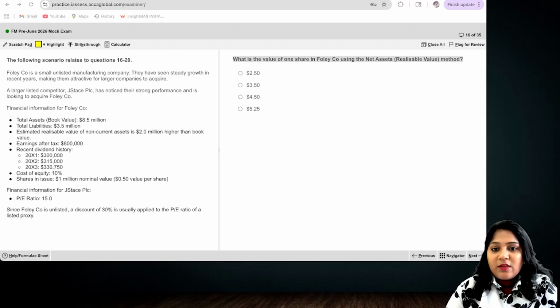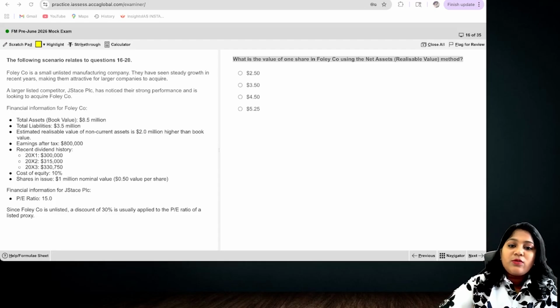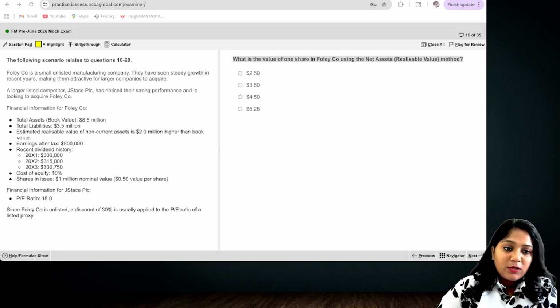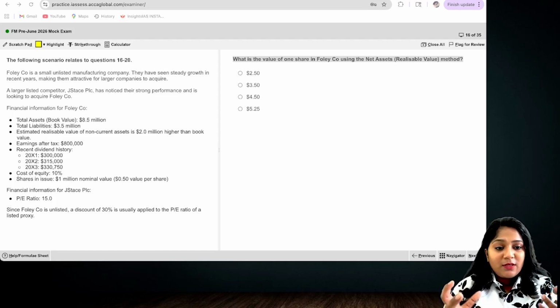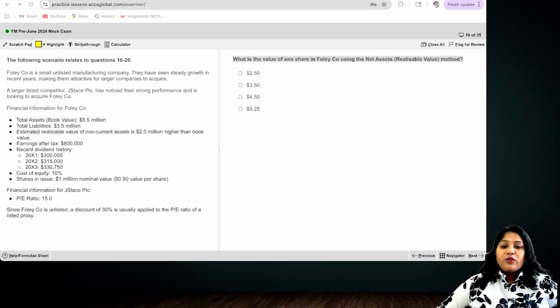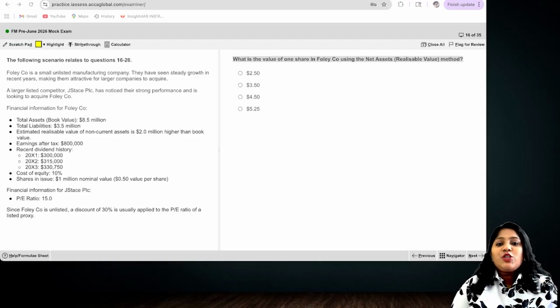Cost of equity is given, and shares in issue are $1 million overall share value, with the nominal value being 0.5, and we have got the PE ratio. Since Foley Company is unlisted, a discount of 30% is usually applied to the PE ratio of a listed proxy. If you're going to use the income valuation method, then we'll apply this discount to the PE ratio to calculate our share price.